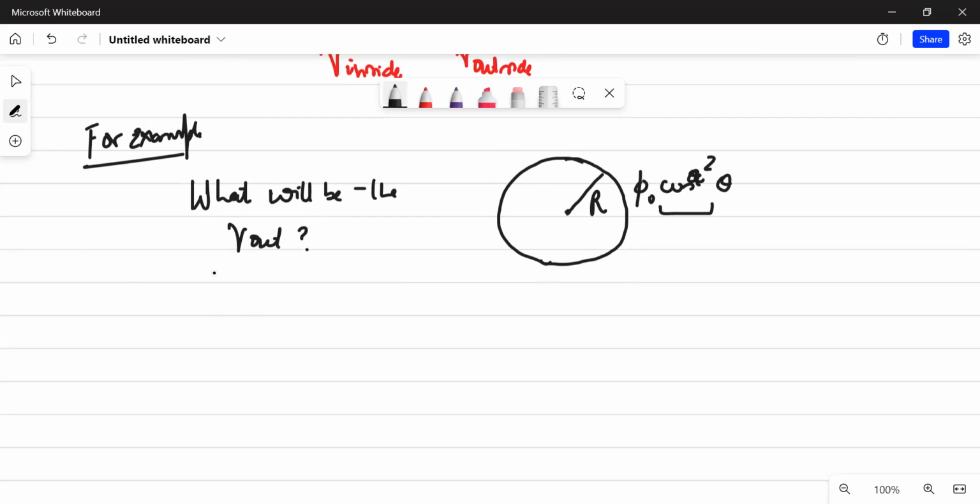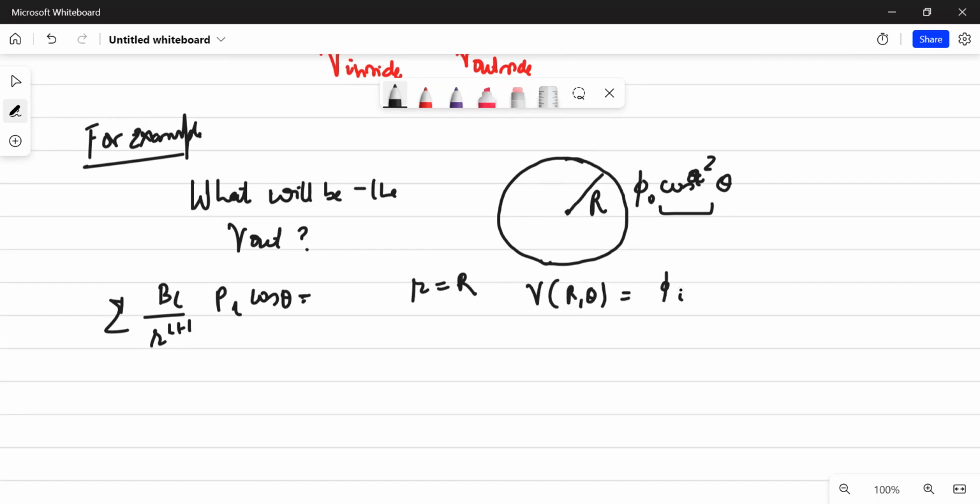So what we'll do, we know that the potential outside is given by the summation of B_L upon R to the power L plus 1, P_L cos theta, isn't it? Is that clear? Yes. Potential outside is given by this, and understand that in any case the potential function on the surface would be continuous. So just take r equals R. We know that at r equals R, my potential is phi naught cos square theta. Is that clear? Potential at capital R would be phi naught cos square theta. Is that clear? Yes, sir.